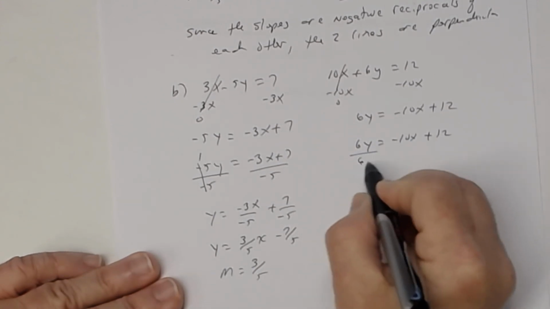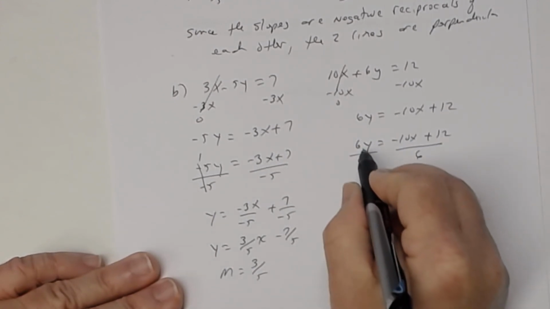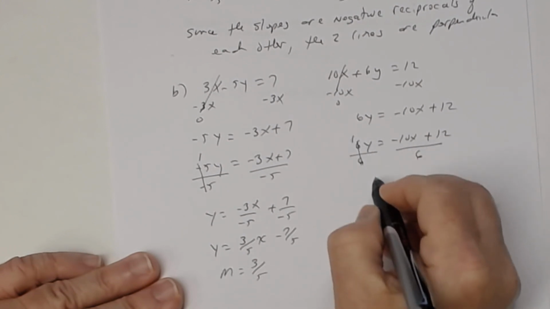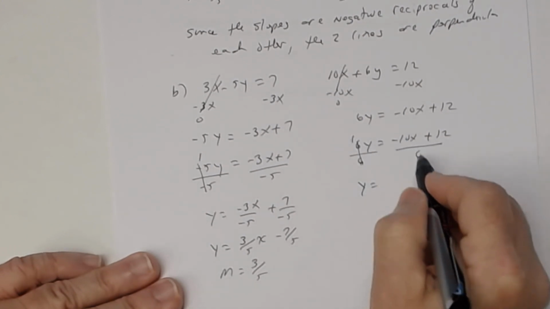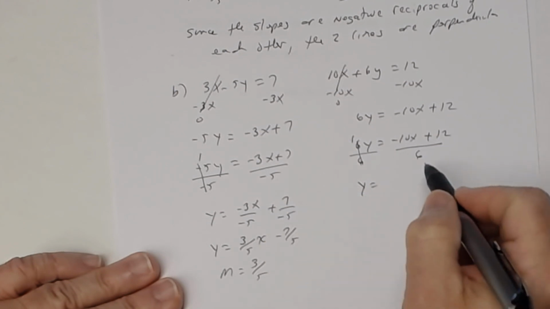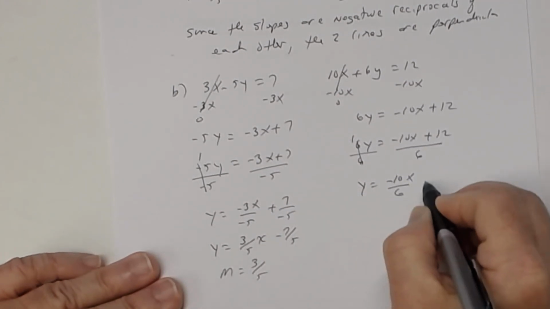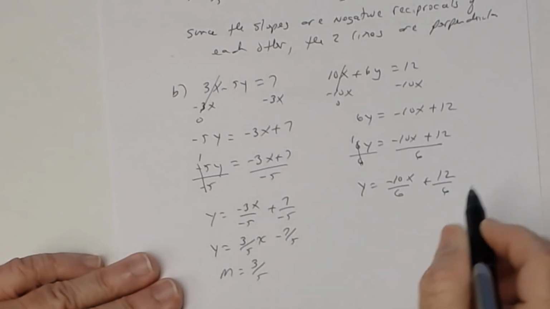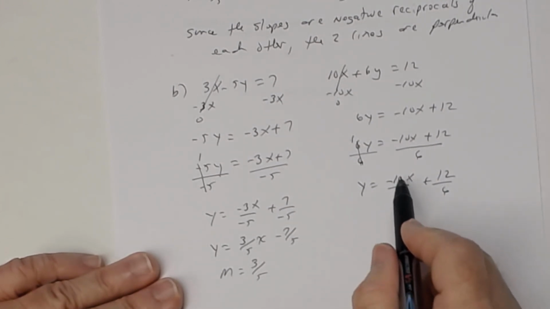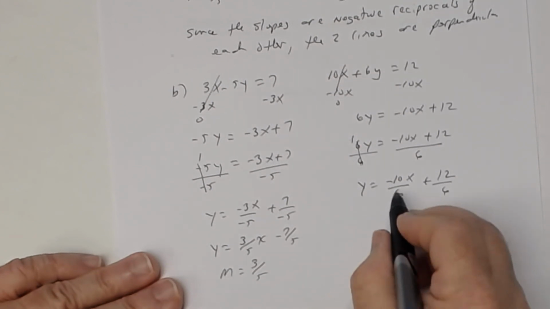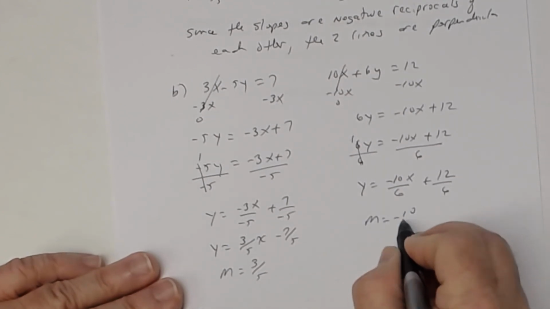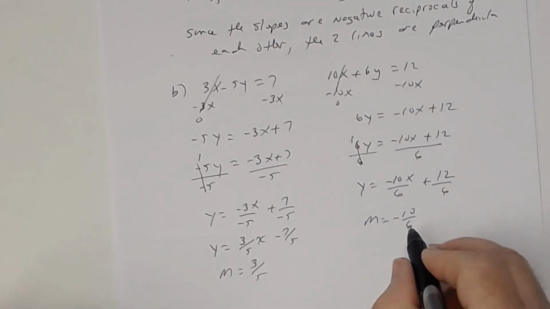All right, dividing both sides by 6, just like this. 6 divided by 6 is 1. 1 times y is y, equal. And then rewriting it just like we did this into two separate fractions, I get negative 10x divided by 6 plus 12 divided by 6. And then reducing this right here, see the slope is negative 10/6, right? So that's what some of you are going to write it as.